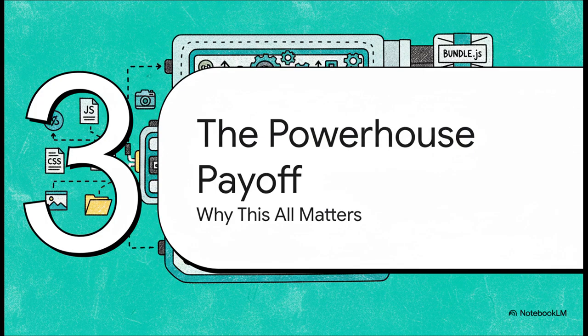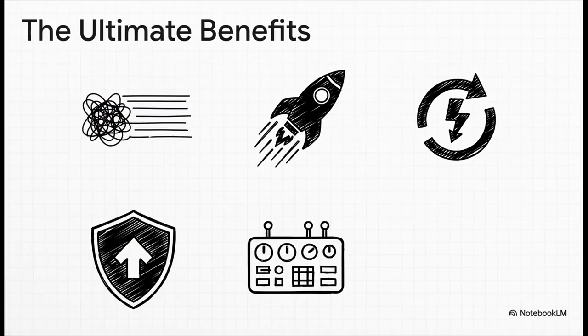Okay, so we've covered the what and the how. But the big question is, why? Why do we go through the trouble of setting all this up? What's the real powerhouse payoff at the end of the day? Oh, the benefits are huge. Seriously, you get order from chaos because Webpack understands how all your files depend on each other. You get peak performance from things like tree shaking, which is a cool feature that automatically removes any code you're not actually using. Your workflow gets a massive boost with features like hot module replacement. That means you see changes without even hitting refresh. It also future-proofs your code, turning modern JS into code that older browsers can run. And maybe best of all, you get total control over the whole build process from one single place.